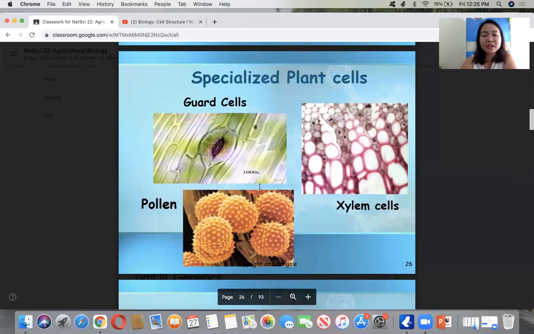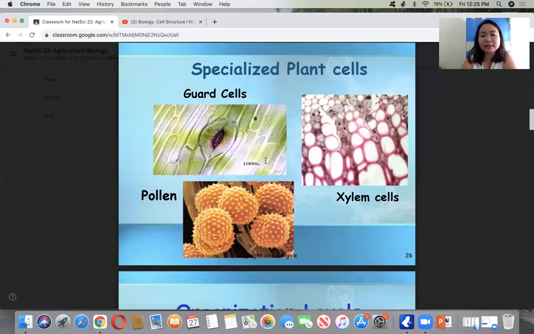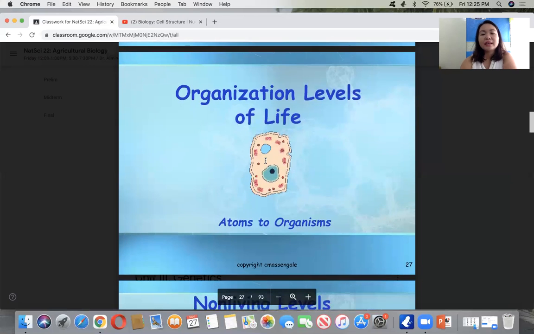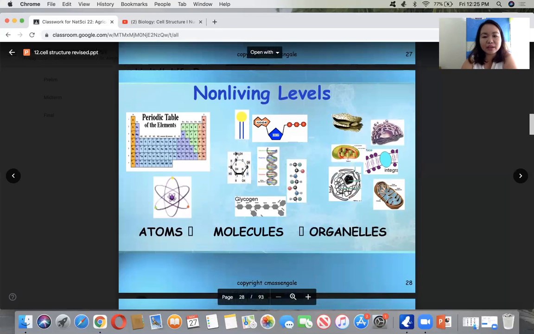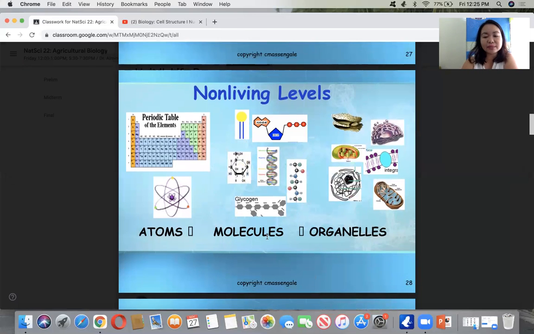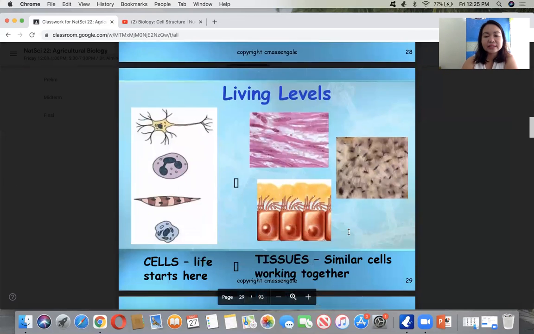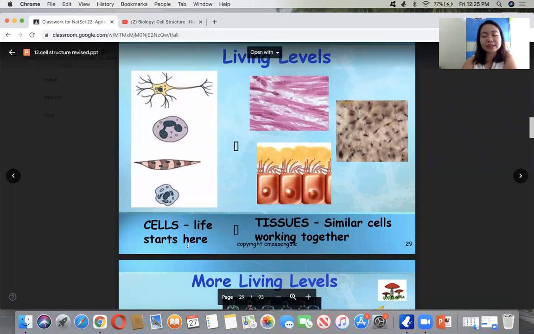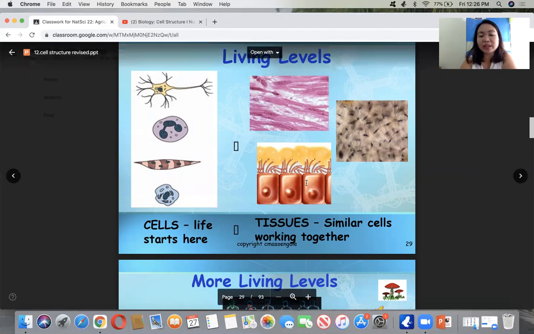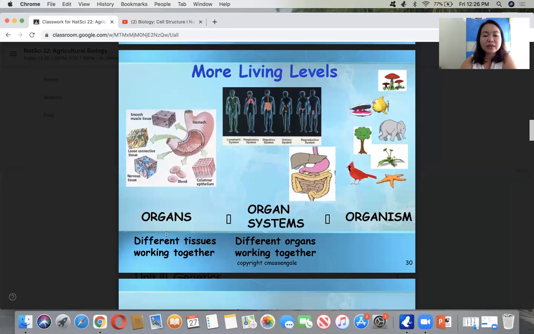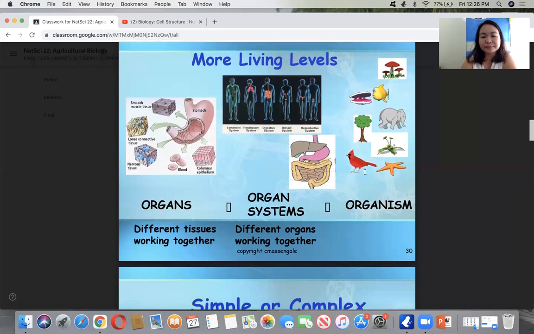Another one is we have guard cells, pollen in plants, and xylem cells, and these are all specialized plant cells. So organization levels of life from atom to organisms, we have here non-living levels that include atoms, molecules, and organelles. For the living levels, we have cells as the starting point, and tissues, which are similar cells working together, and organs with different tissues working together, and organ systems with different organs working together, and organism.